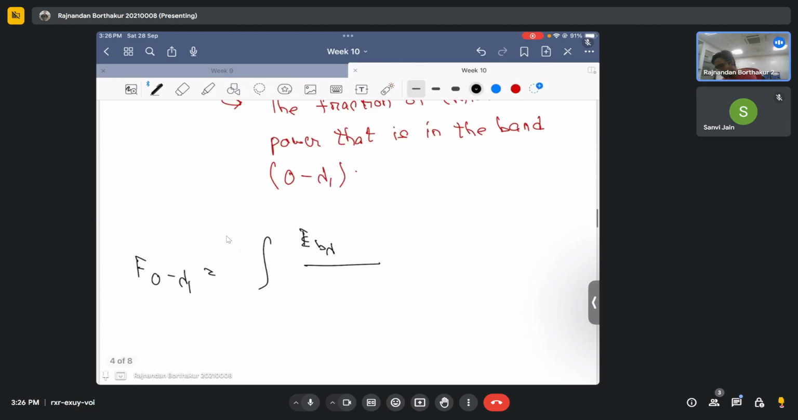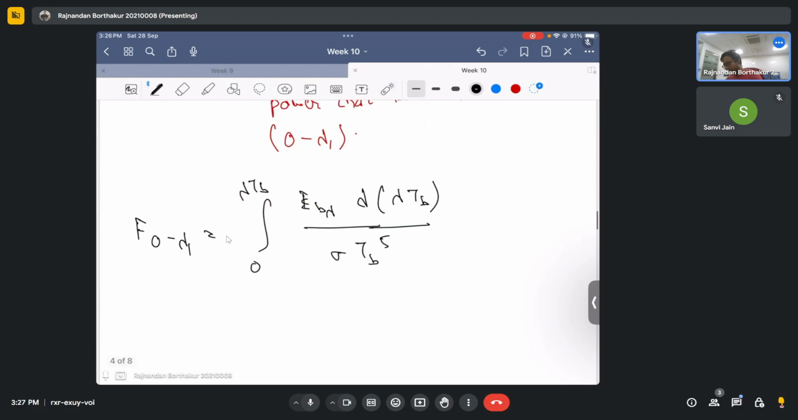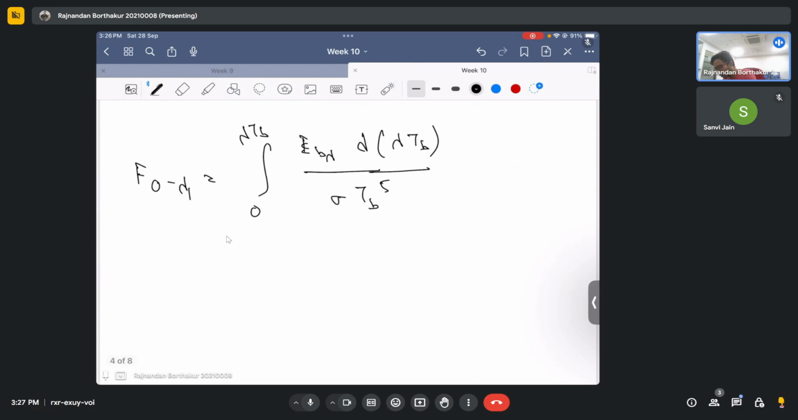So it can now be written as EB lambda d of (lambda TB), divided by sigma times TB raised to the power 5. And since this differential wavelength now has a prefactor TB, this integration will also now take place from 0 to some lambda times TB. Okay, and this is done because you can show that this F 0 to lambda 1 is now a function of lambda and TB.